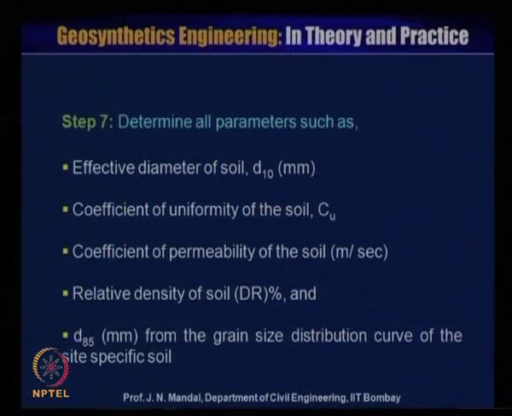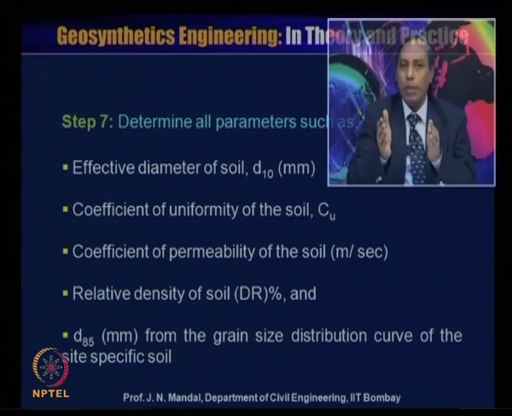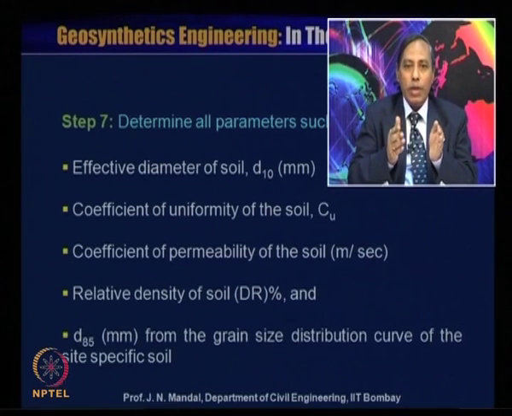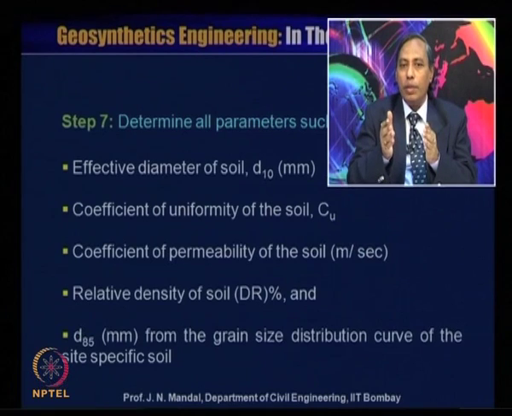Step 7, determine all parameters such as effective diameter of the soil, D10 in millimeter, coefficient of uniformity of the soil, Cu, coefficient of permeability of the soil, that is in meter per second, relative density of the soil, that is Dr in percentage, and D85, that is in millimeter, from the grain size distribution curve of the site specific soil. So from the grain size distribution curve, you can determine all these parameters.